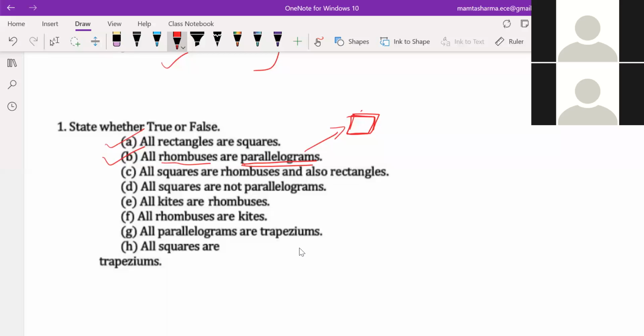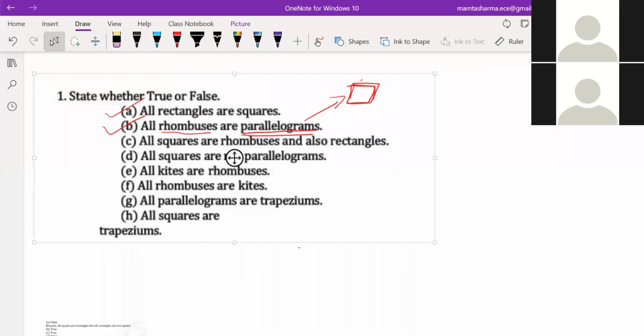All squares are rhombuses? Yes, ma'am, true. And also all squares are rectangles. This is true. All squares are rhombuses, that is also true. Okay. All squares are not parallelograms?